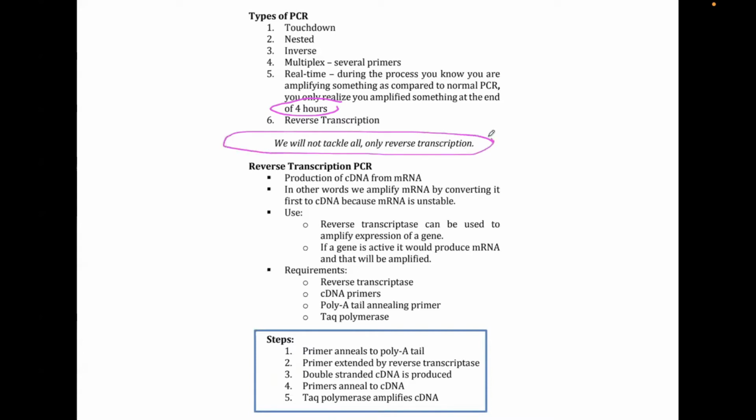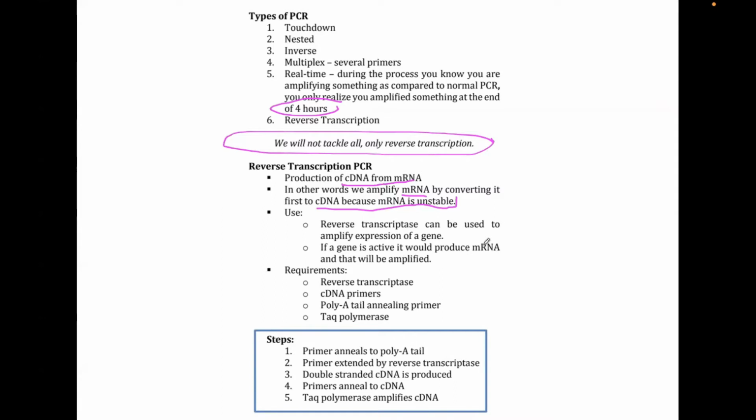Plus, we will now tackle the reverse transcription. Okay? So yung reverse transcription, it is the production of your cDNA from mRNA. Again, it is the production of your cDNA from mRNA. In other words, we amplify your mRNA by converting it first to cDNA because mRNA is unstable. And then its uses include that reverse transcriptase can be used to amplify expression of a gene. If a gene is active, it would produce mRNA that will only be amplified.